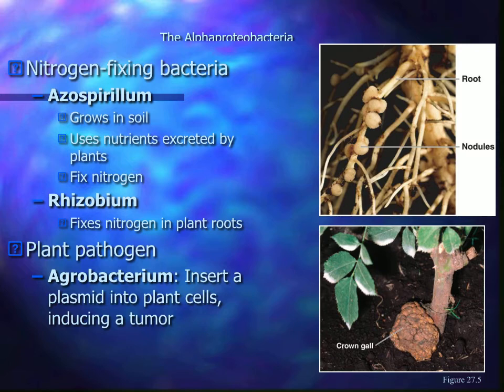And so like legumes, plants that are able to get nitrogen out of the atmosphere do it by having little root nodules where they grow these bacteria. And so kind of interesting that way.